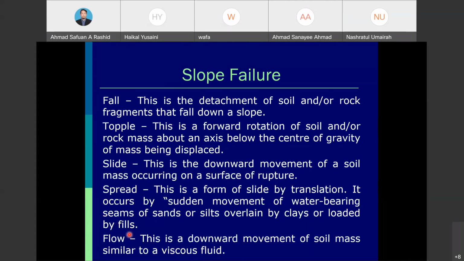So the last one is flow. This is a downward movement of a soil mass similar to a viscous fluid. It means that, for example, due to a heavy rain event, the soil has been exposed to the water, and then it becomes like a fluid or liquid, and it starts to move downwards.